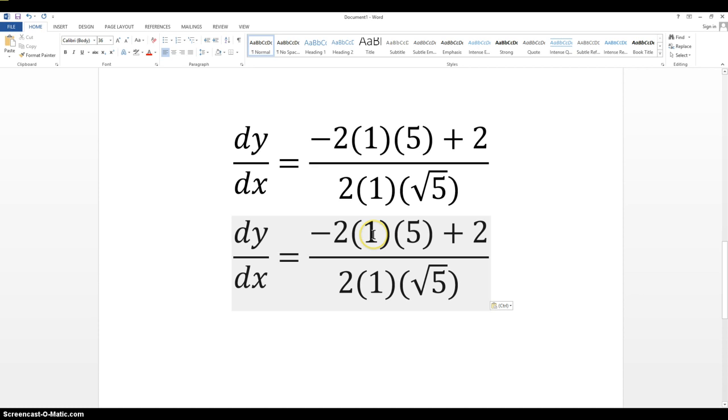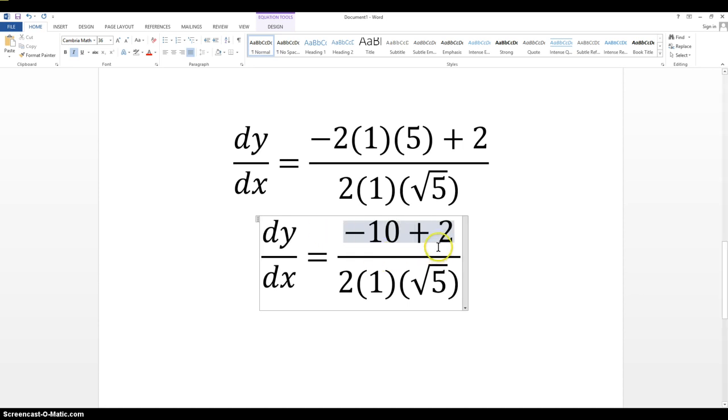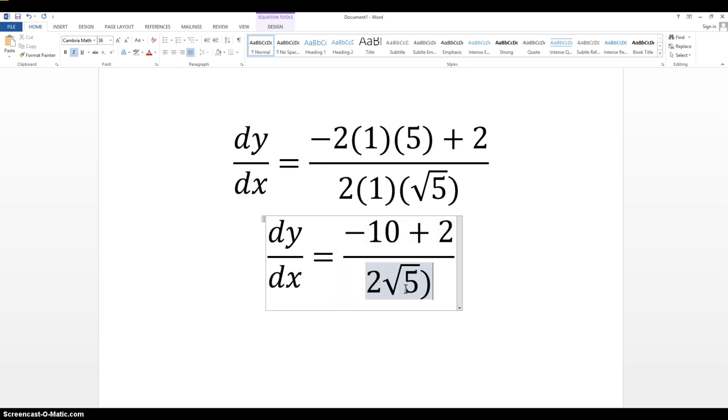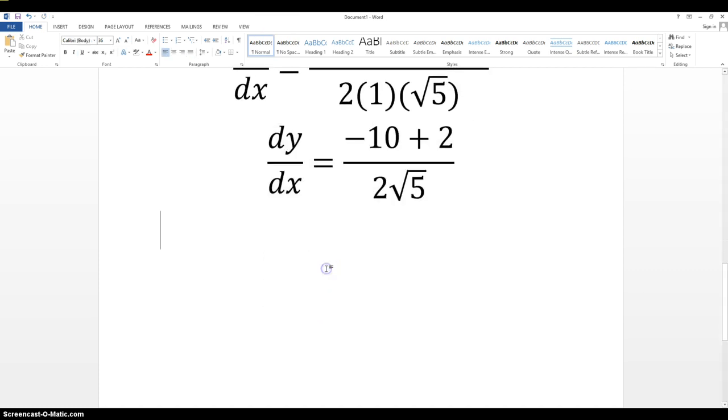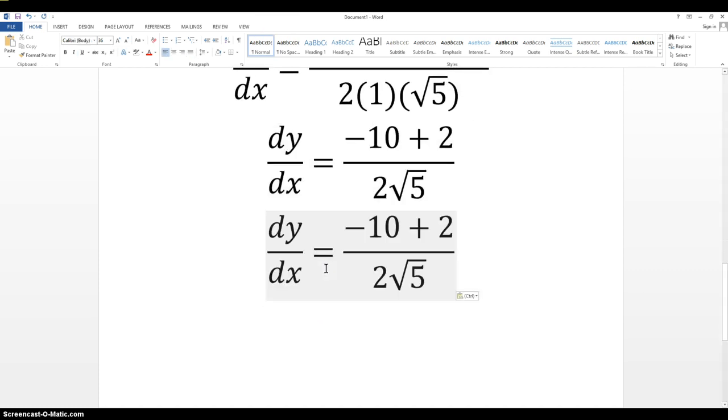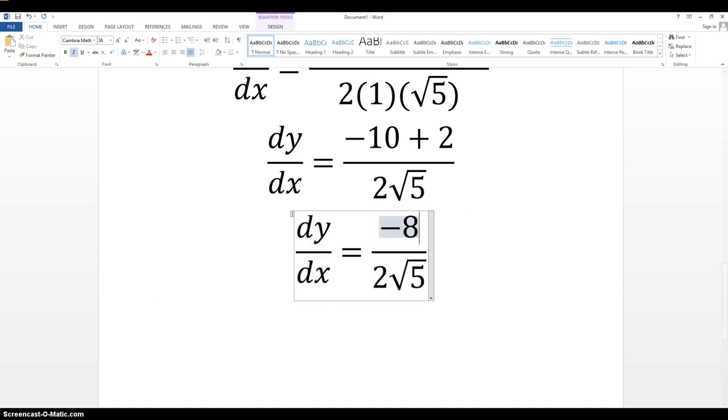I get negative 2 times 1, which is negative 2, times 5, which is negative 10, plus 2, over 2 times 1 is 2, times square root of 5 is simply 2 square roots of 5. And again, simplify some more. Negative 10 plus 2 is equal to negative 8. One more time.